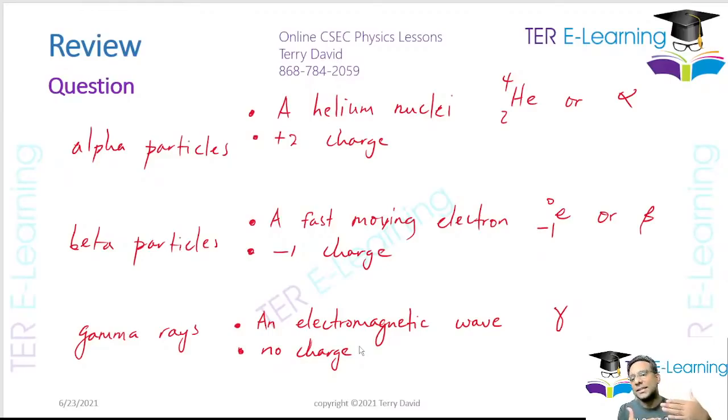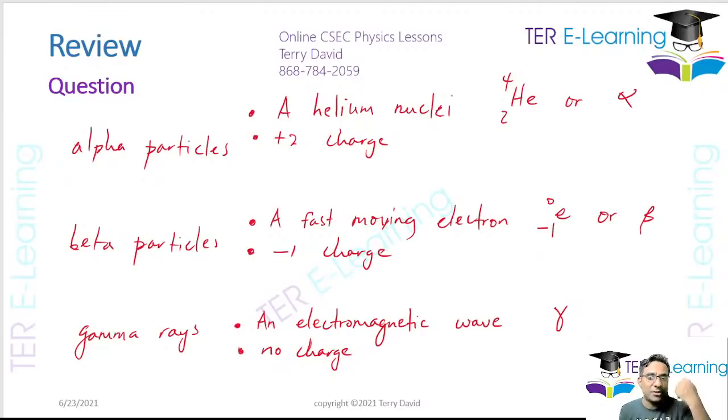These particles have a range in air. Alpha particles, because they are so ionizing, only travel a few centimeters in air. If you want to stop alpha particles, a sheet of paper can block them. So if you have an alpha source in front of you, and you put a sheet of paper between you and the source, you're going to stop most of those alpha particles from actually reaching you.